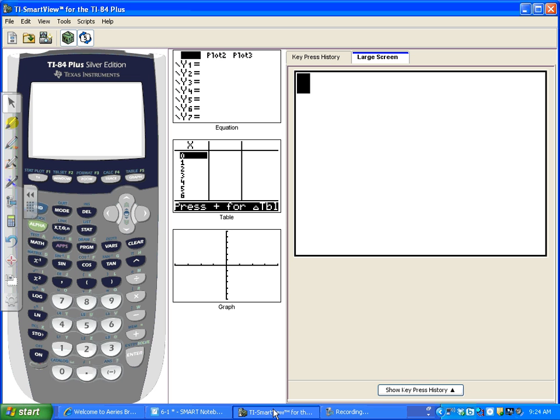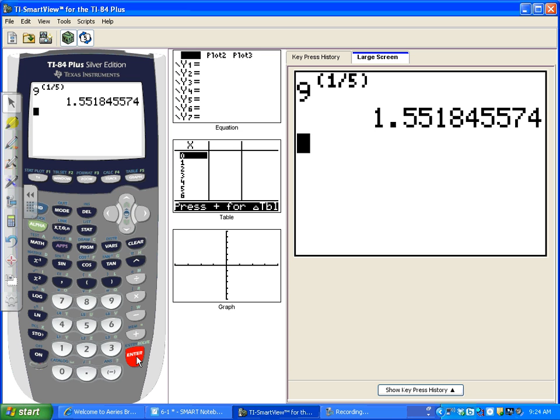So you can see the calculator input. We're looking at 9 to the 1/5, so that is 9, raised to, that's the little caret button, parentheses, 1 divided by 5. Close your parentheses, and execute it, and you're going to get your answer.